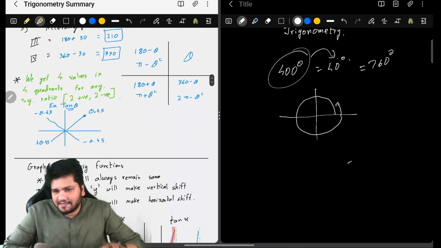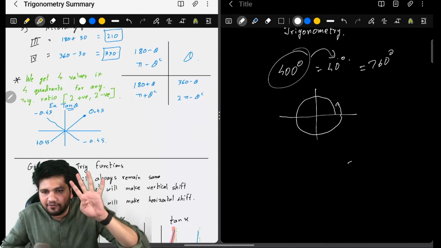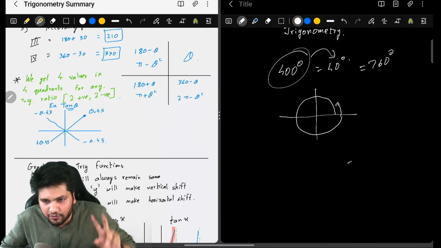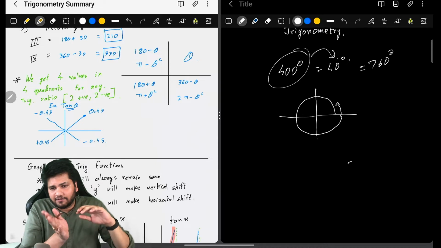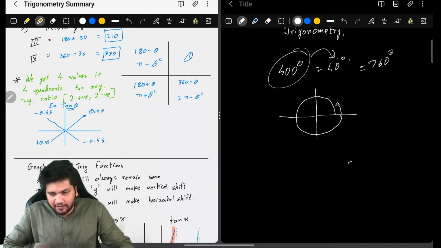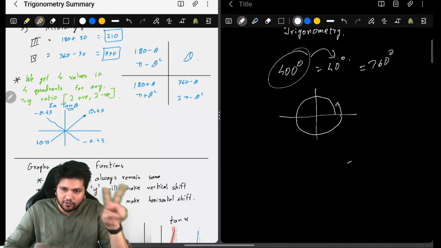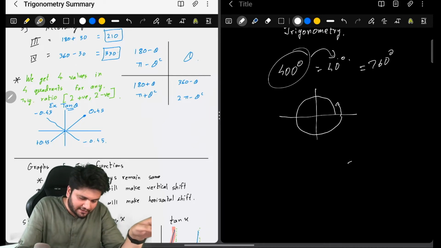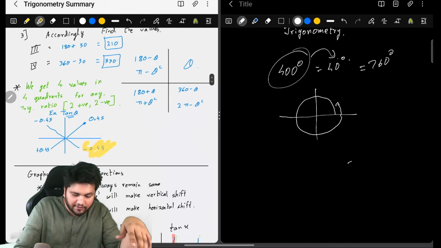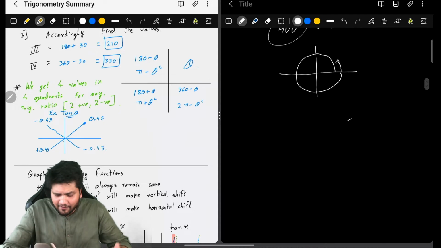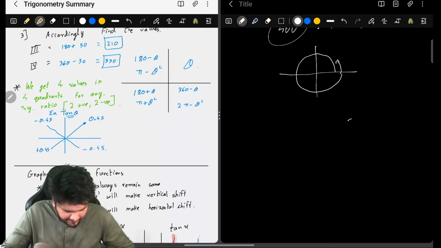Now, to summarize, we get four values in four quadrants for any trigonometric ratio, two positive, two negative, except for 0, 90, 180, 270. That's a different story. But normally, we will always get two negative, two positive. For example, let's say tan theta will have value 0.45 positive in the first quadrant, 0.45 positive in the third quadrant, negative 0.45 in the second quadrant, and negative 0.45 in the fourth quadrant. Obviously, with the graph also you can relate it to these things.